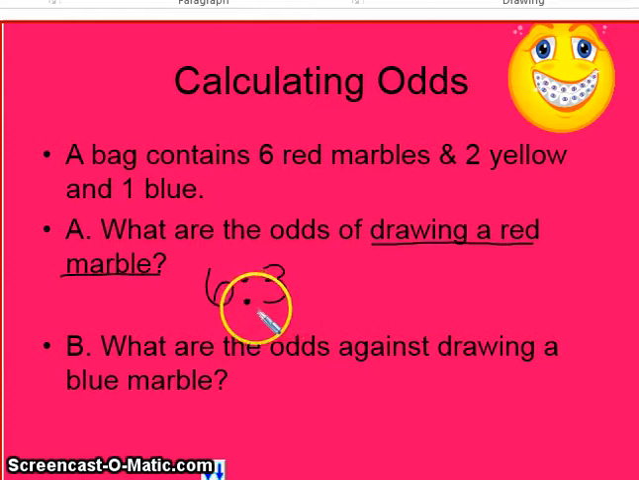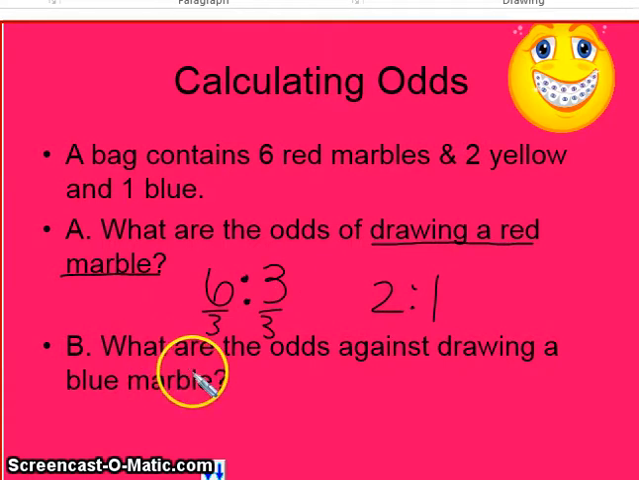Now, this, just like a fraction, can be simplified. Both 6 and 3 are divisible by 3. So the odds of drawing a red marble are 2 to 1. Again, the difference is we're comparing favorable to unfavorable, not favorable to total.